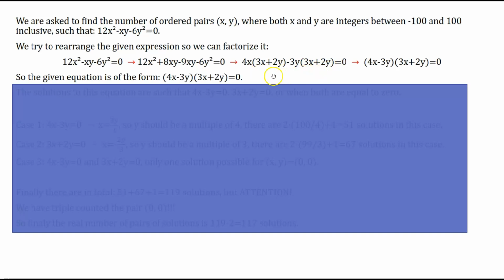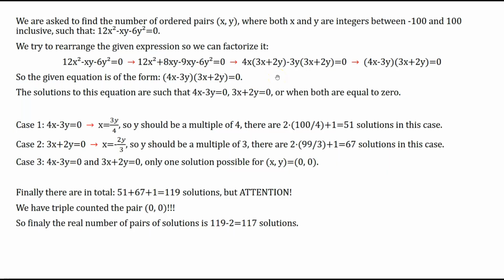We see that the expressions in the brackets are equal, so we can factorize them, and this expression at last is equal to 4x minus 3y times 3x plus 2y, which is equal to 0. So the given equation is of the form 4x minus 3y times 3x plus 2y equal to 0. This form of the equation is much simpler to reason on, and we will try to find the number of ordered pairs given in this equation.